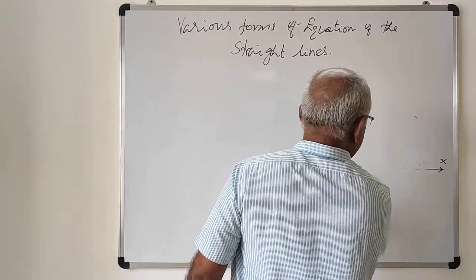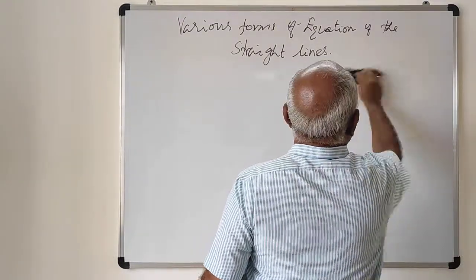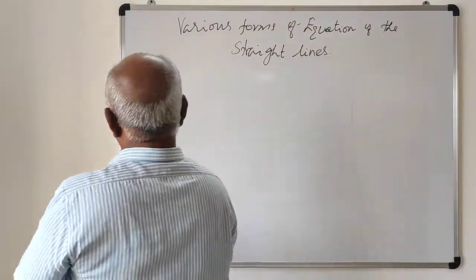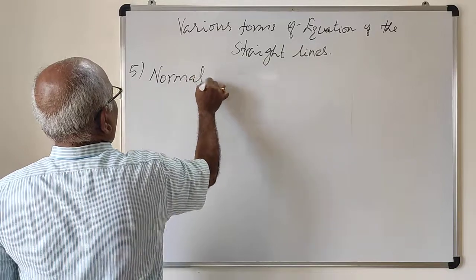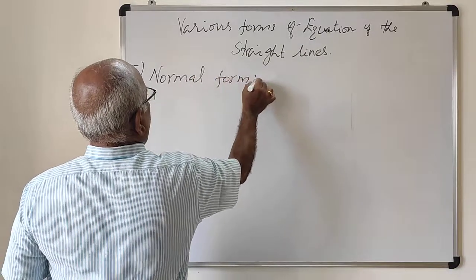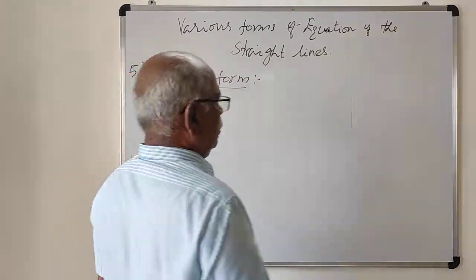Normal form of the equation of the line. That is the fifth one. Normal form.